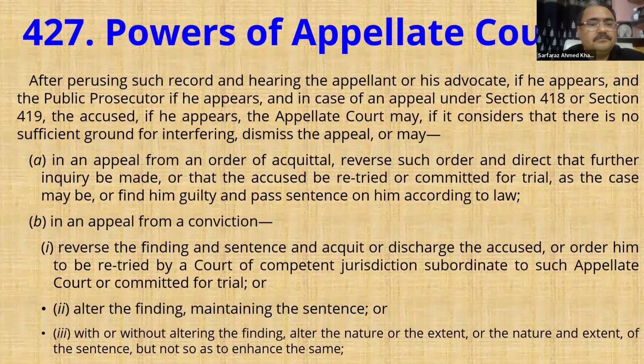What are those enormous powers? A, in case of appeal from acquittal, reverse such order. That means he can convict the accused. Or the court can commit for retrial, send back or conduct retrial. Or find him guilty and pass sentence according to law. So all this is possible. B, in case of appeal from conviction, the court can reverse the order. Convictions can be converted into acquittal, or can be sent back for retrial.